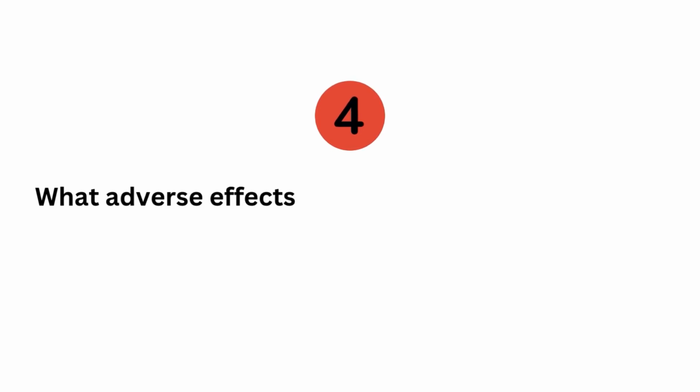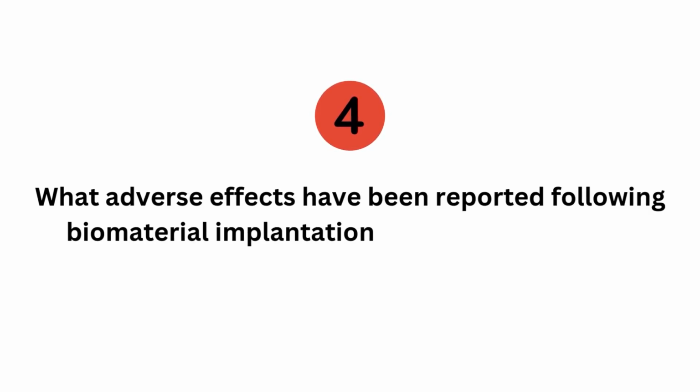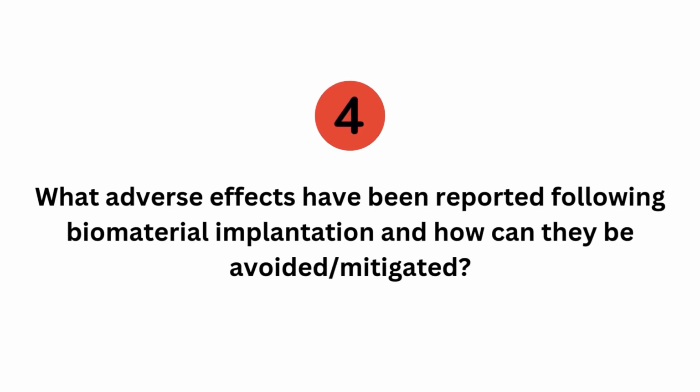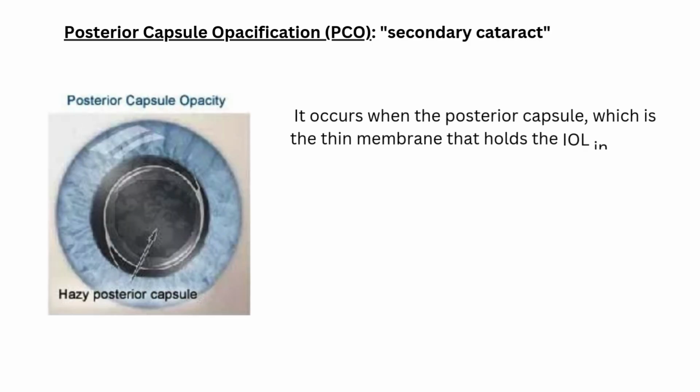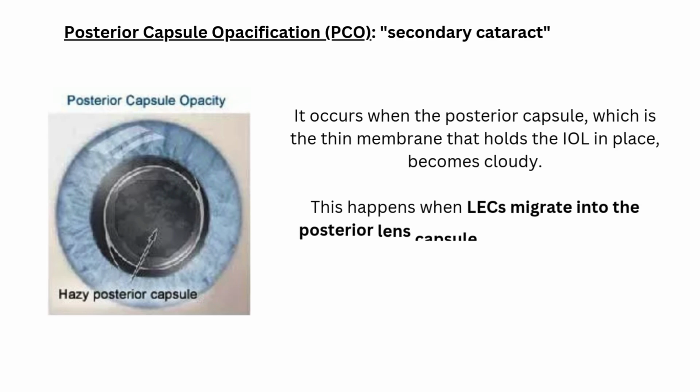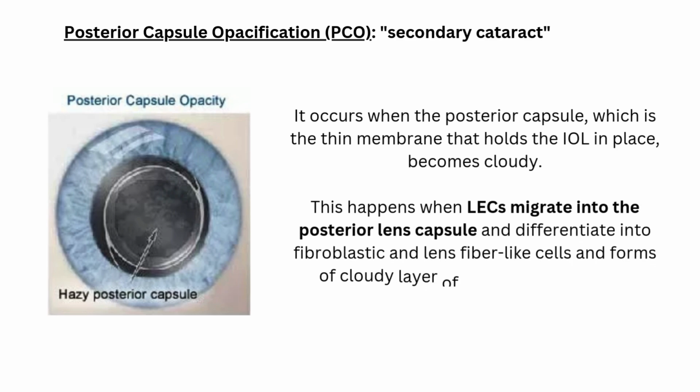What are the adverse effects that have been reported following the implantation of a biomaterial, and how can they be avoided? Posterior capsule opacification is the most common complication following cataract surgery with intraocular lens. It occurs when the posterior capsule, which is the thin membrane that holds the IOL in place, becomes cloudy.